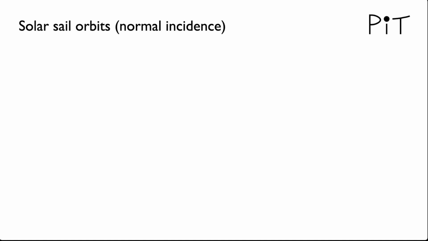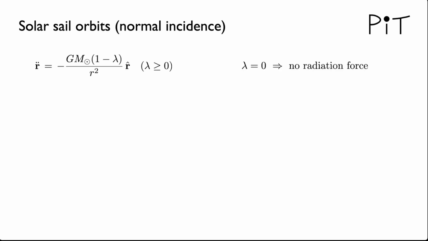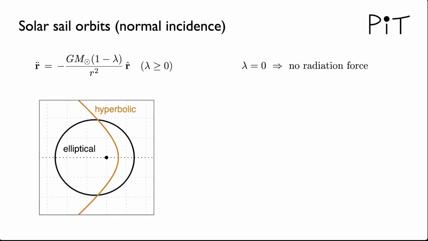We can now write Newton's second law for a sail moving in the gravitational field of the sun as this equation, where r is the 3D position vector of the sail relative to the sun. When lambda equals 0, there is no radiation pressure on the sail, and we recover the normal equation of motion that leads to the Keplerian orbits that we looked at in chapter 4, such as closed elliptical orbits or open hyperbolic orbits. When lambda equals 1, the gravity and radiation forces cancel, so the sailcraft does not accelerate. It either remains stationary or moves in a straight line, depending on the initial condition.